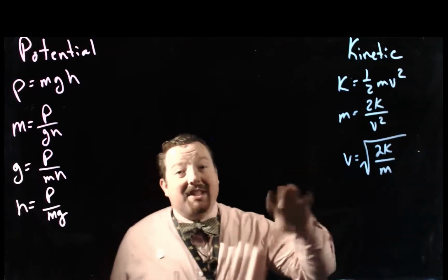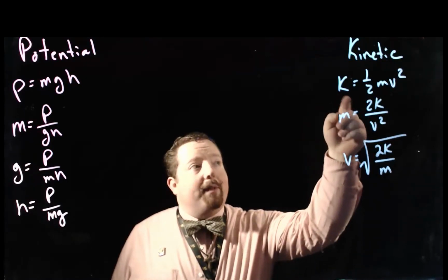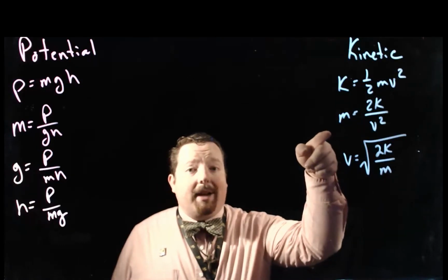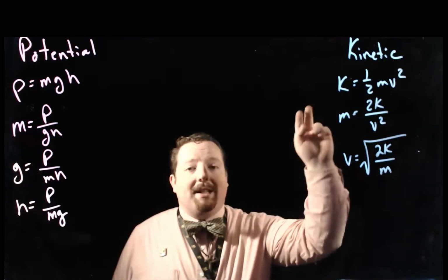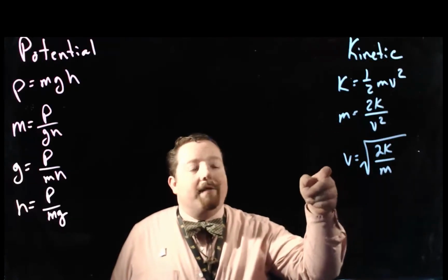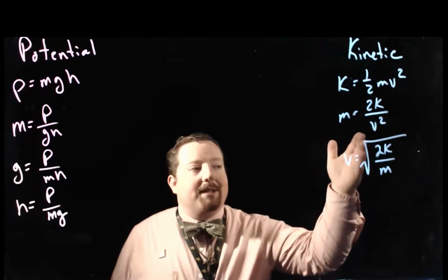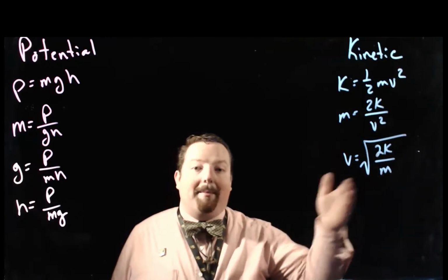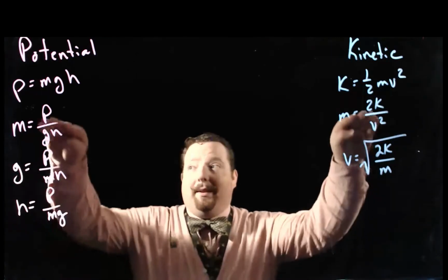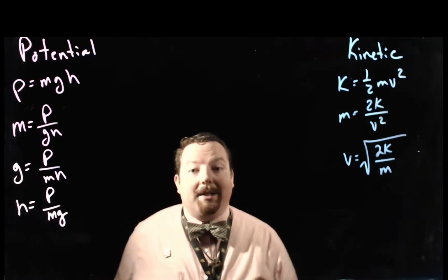For kinetic energy, it's a little trickier. We have kinetic energy equals 1/2 of the mass times velocity squared. The mass of an object is twice the kinetic energy divided by the velocity squared. And the velocity of an object is the square root of twice the kinetic energy divided by the mass. We're not going to do any practice problems with these equations today, but you do need to know how to do them at some point.